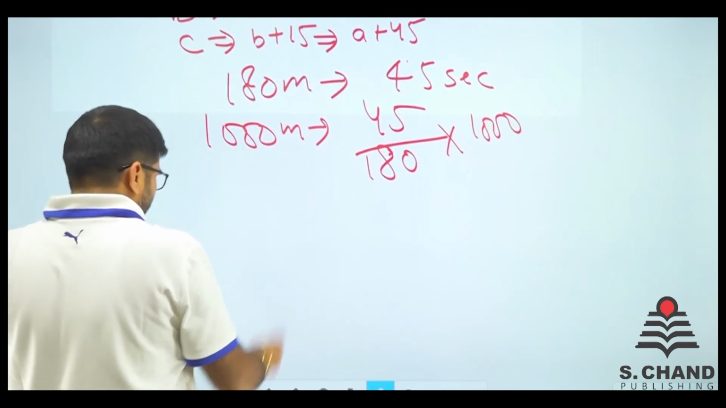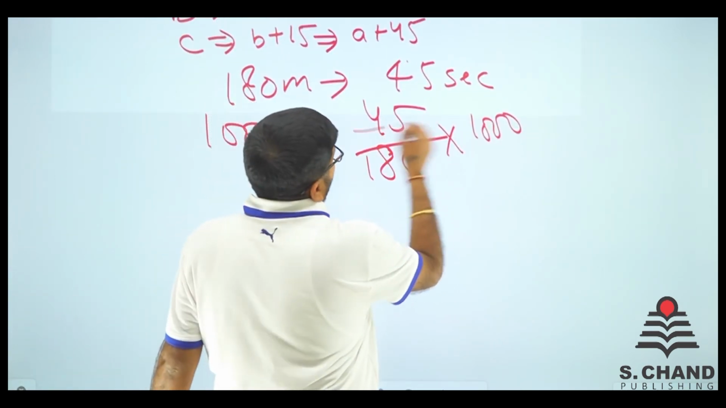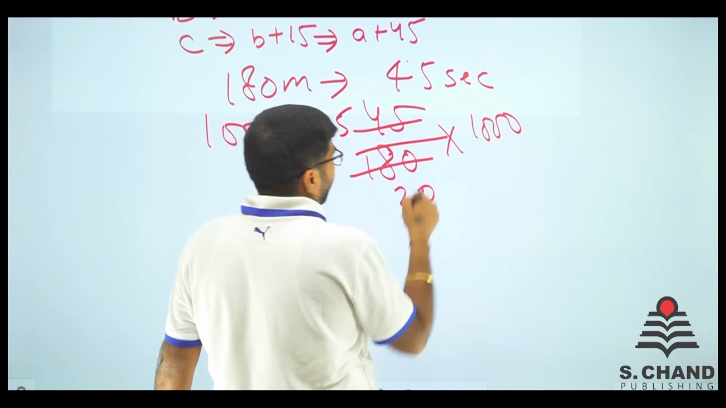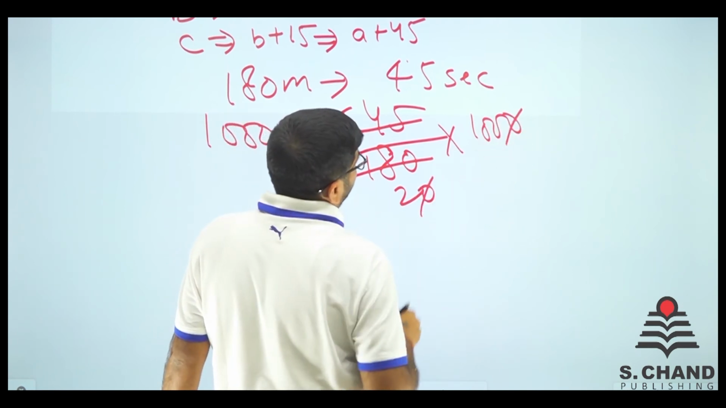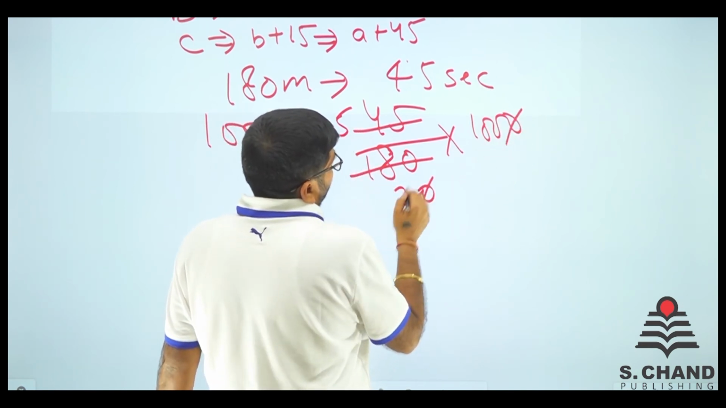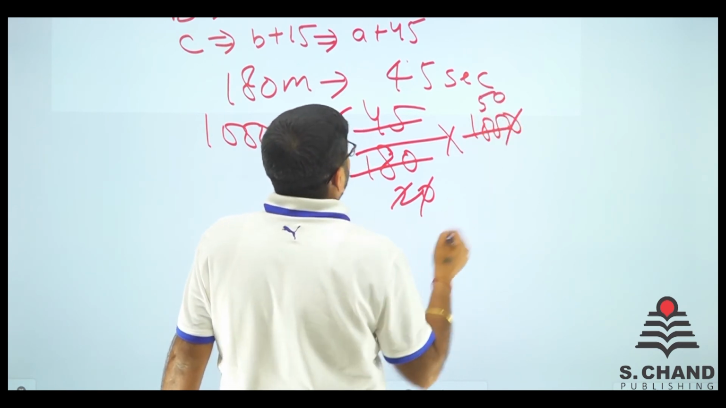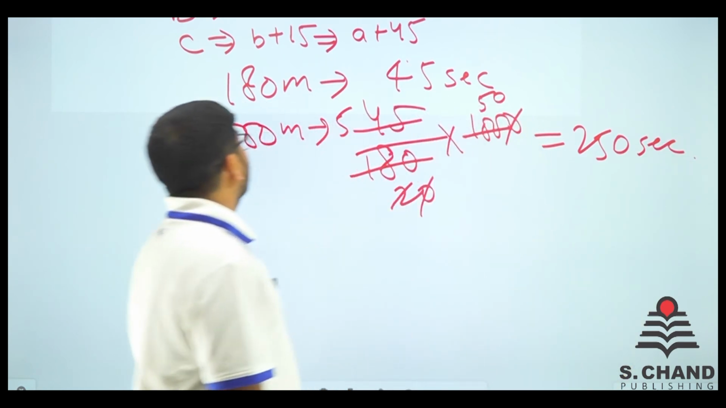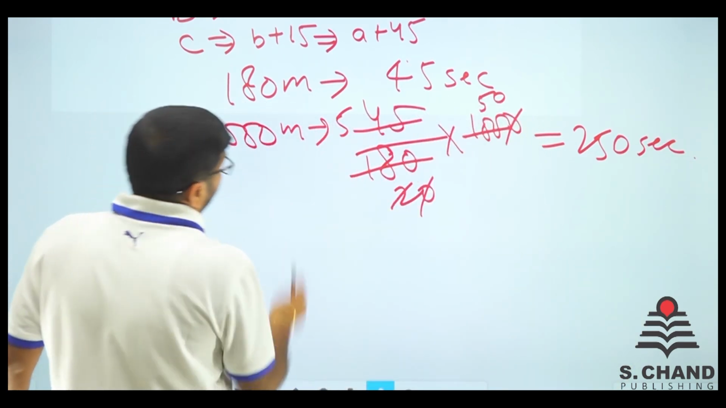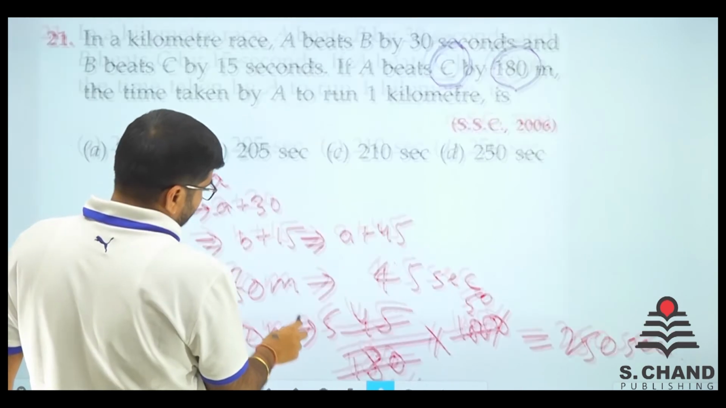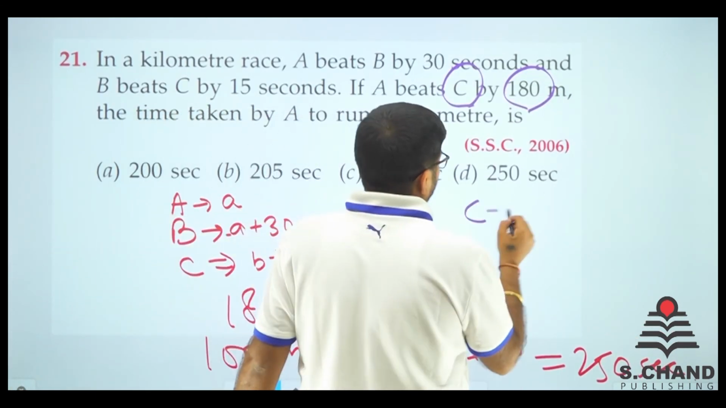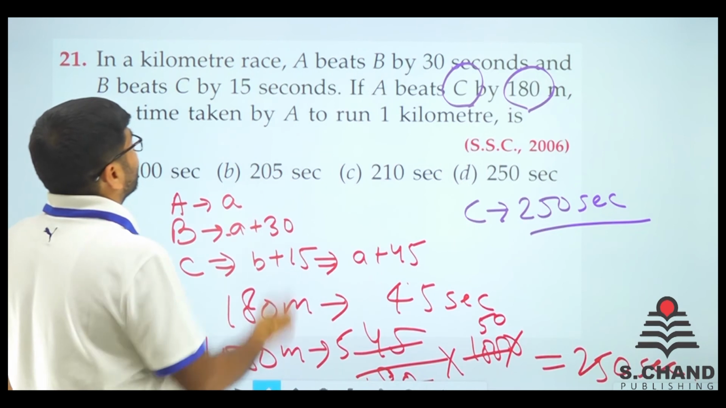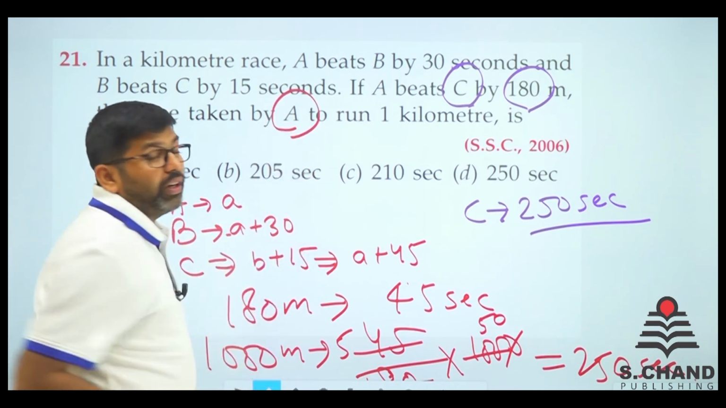नाउ जस्ट कैलकुलेट दिस. सो इट इज लाइक 4 into 9 into 5 and then it is 9 into 20. 9 to 18. 0 से 0 कैंसिल कर दीजिए. 5 by 2, इसको एक काम कर लीजिए, 250 दे दीजिए. सो 250 seconds. 250 seconds is the time for 1000 meter for C. C takes 250 seconds. Now what is asked? The question asked is time taken by A. We need to find out A.